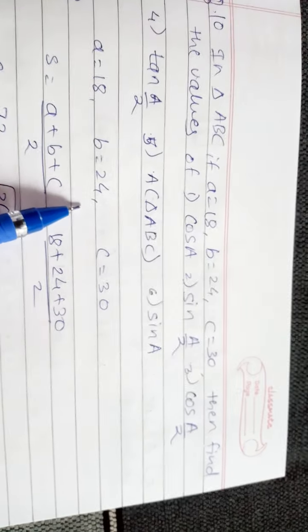Now you know how to find the perimeter. So s = (a + b + c)/2, the semi-perimeter. Writing these values, (18 + 24 + 30)/2, we get s = 36. Now first we have to find the value of cos A. Using the cosine rule, cos A = (b² + c² − a²)/2bc. So we put down the values of b², c² minus a² upon 2bc.